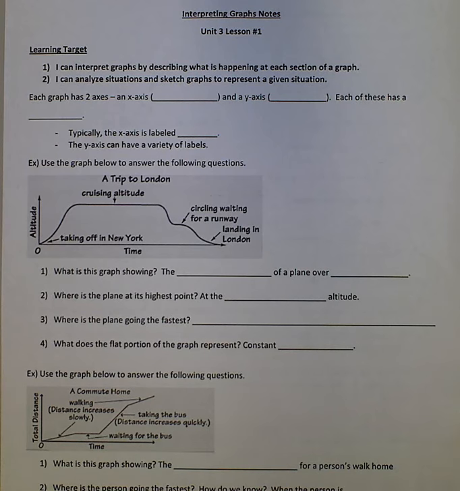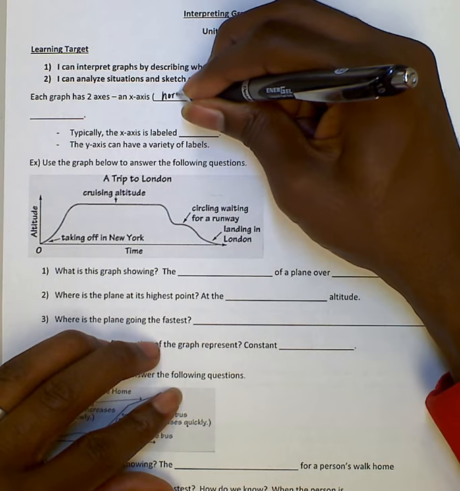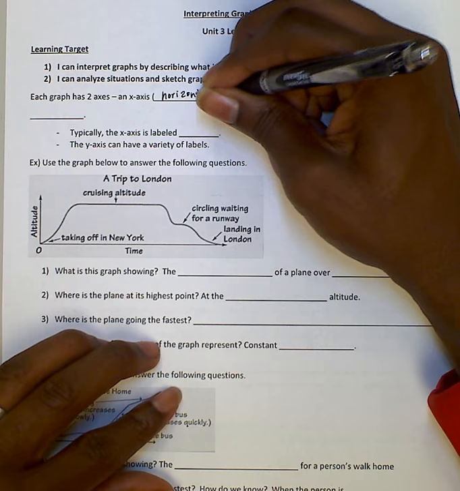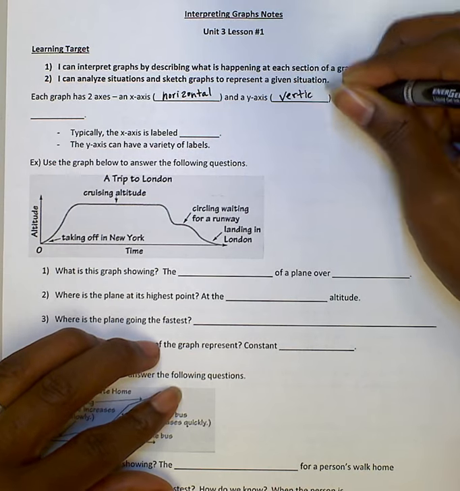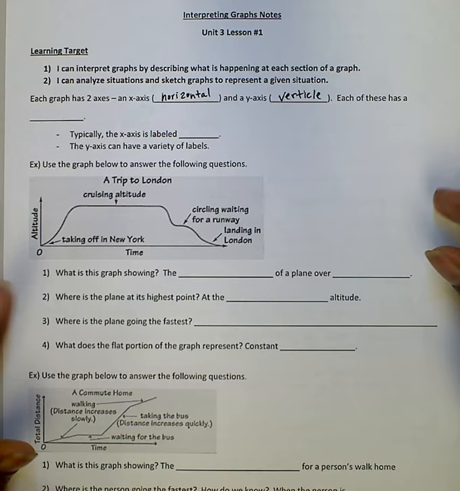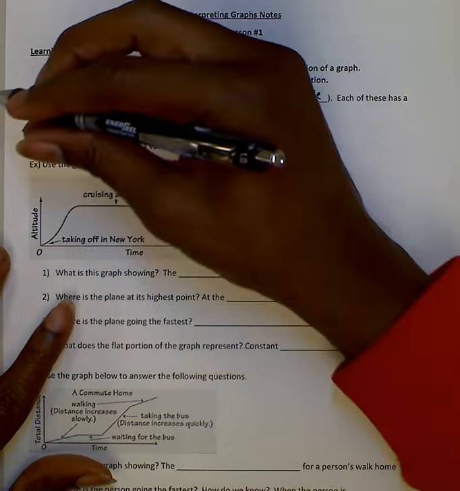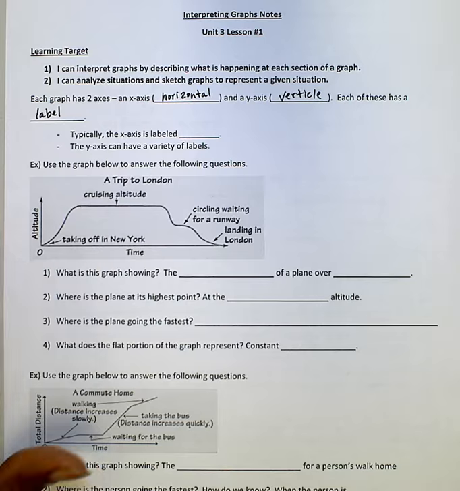Each graph has two axes. An x-axis goes horizontal and a y-axis goes vertical. Each has a label, and it's important to know what they're actually measuring. That's why they're labeled.